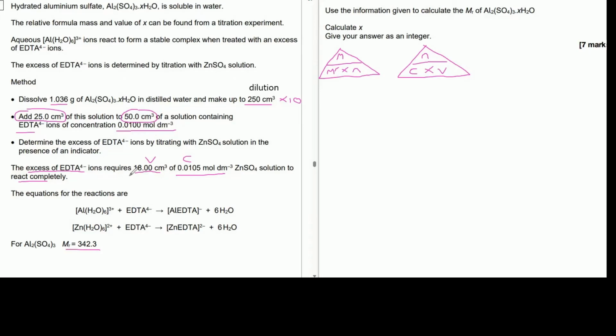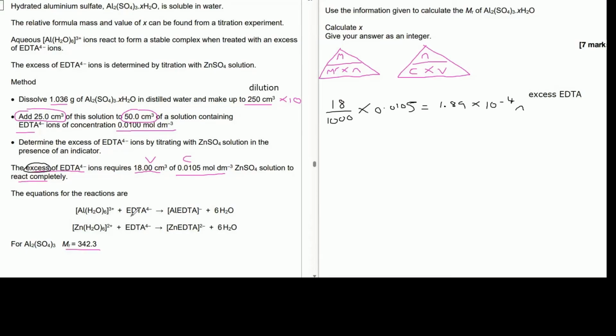So I'm going to work out the excess EDTA4-, and we're going to do that. Let me change the color so it stands out a bit more. We've got volume times concentration equals moles. So I'm going to do 18 divided by 1,000 times the concentration of 0.0105. And this is going to give me my moles, which is 1.89 times 10 to the minus 4. Now, what this has told me is the moles of excess EDTA. So I want to label it so I know actually what I'm banging on about. So this is excess EDTA. Okay, I'm going to skip the 4- for ease. So that's the excess EDTA.